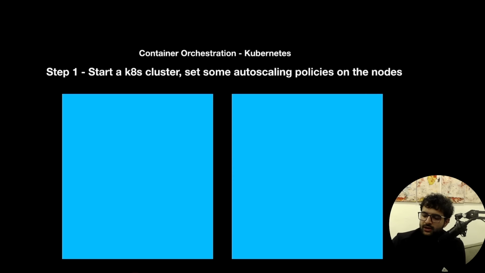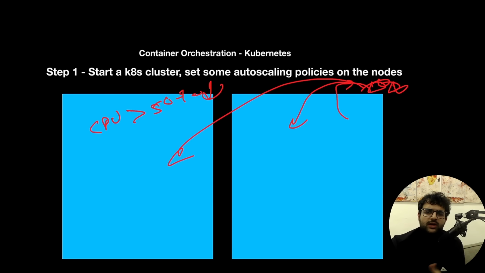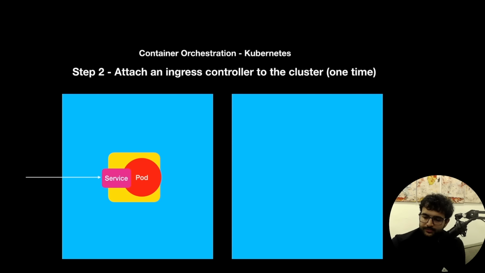You can write, if the CPU usage is more than 50%, I will increase the number of nodes. If it goes below a certain point, I will kill some nodes and move the containers from these nodes here. Kubernetes does all of this heavy lifting for you.